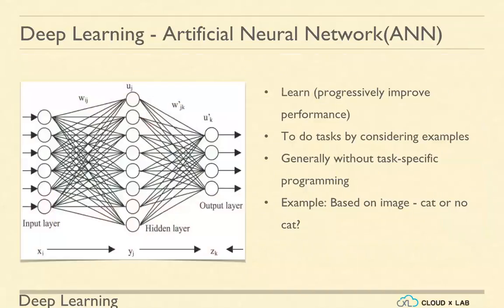So in this, what we do is we create various layers of neurons, and we'll talk about what neurons are. We learn progressively to improve performance, to do tasks by considering examples, and generally without task-specific programming. For example, based on an image, we have to predict cat or dog, or cat or not a cat. So those are the examples in which we can use it.